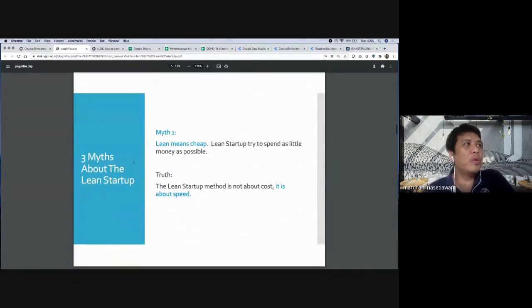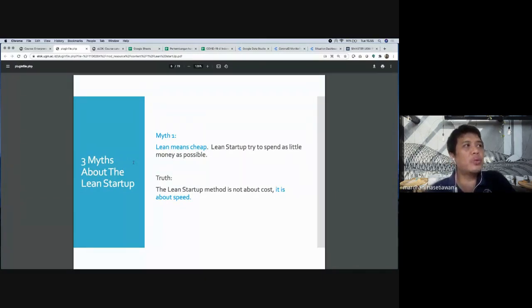In the Lean Startup, we have some myths or principles that we need to know. Myth number one is that lean means cheap. Actually it's not cheap, but Lean Startup tries to spend as little money as possible. So it means we are triggered to use a lot of resources on the internet, or maybe in our network, our community, that can support our activity in a very cheap way. For example, if I need to see what the database of our customers is, you need to go to the internet and search about the demography of Yogyakarta, for example, how many students in Yogyakarta, how many livelihoods in Yogyakarta, and so on. So it means you maximize the resources around you that you can have freely.